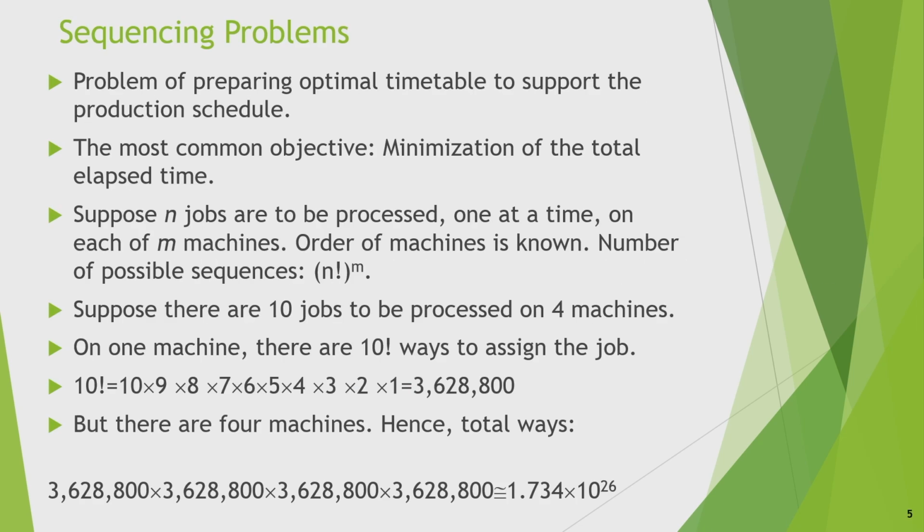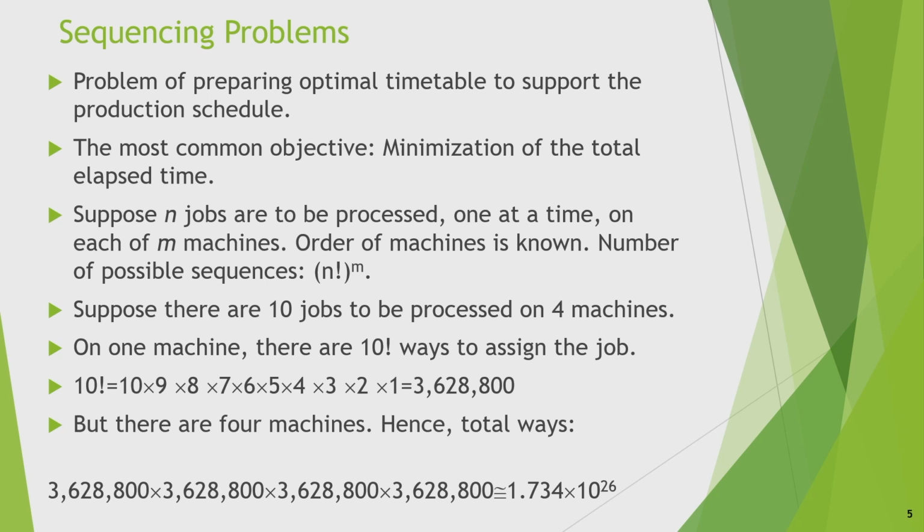Now after that I am taking up one simple problem that is called the sequencing problem. Suppose you have to do jobs on only one machine. So we say the problem is preparing an optimum timetable to support the production schedule. The most common objective is minimization of the total elapsed time. So suppose n jobs are to be processed one at a time on each of m machines. There are m machines actually available.